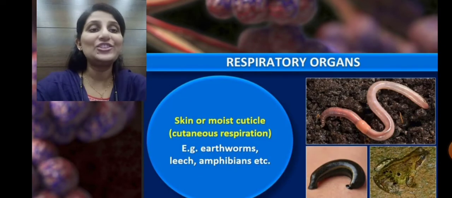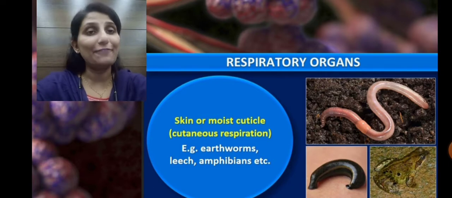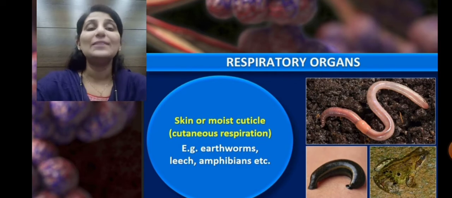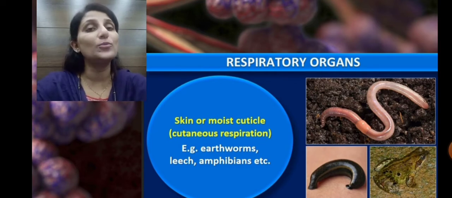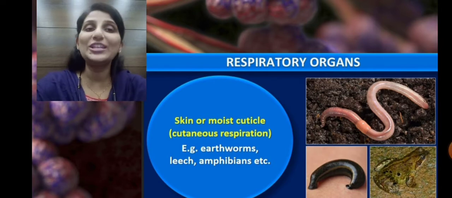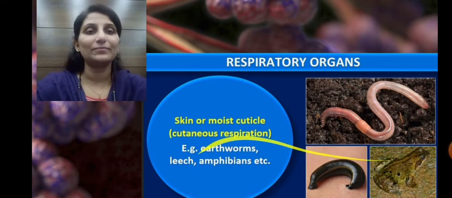Whereas in leech, earthworms, and amphibians, the respiratory organ is the skin or the moist cuticle. Cuticle means the epidermis or the outermost covering of the body. So the respiratory organ in such organisms is the skin, and such type of respiration is called cuticular respiration.